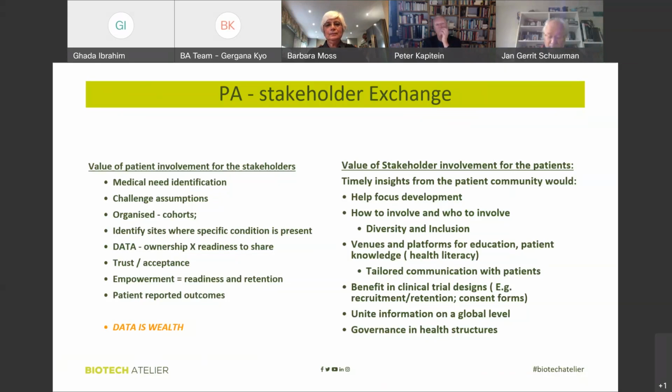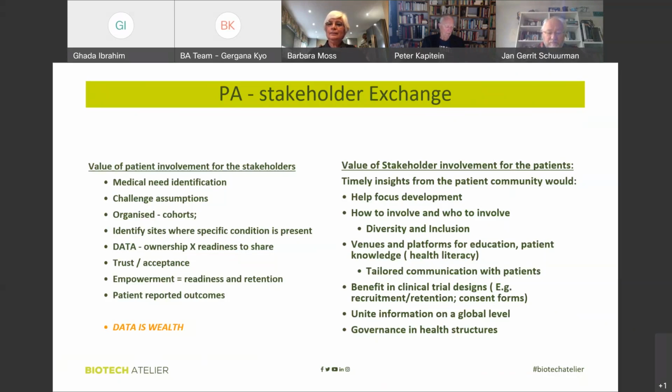We can also help with identifying sites where specific conditions are present all over the world. And we can garner support all over the world. And we have our own data. We have ownership of our own data. And we also are ready to share.